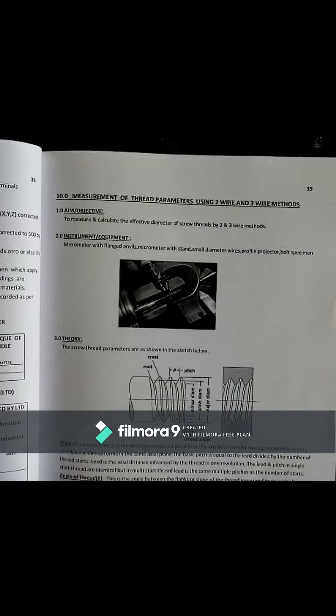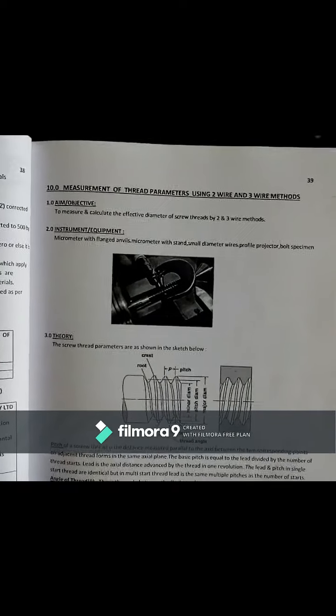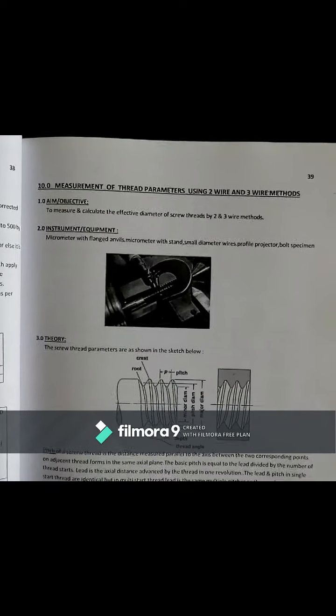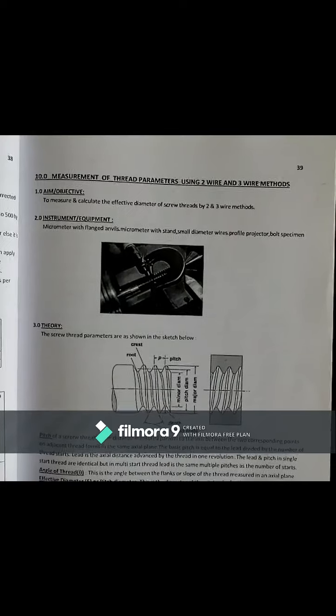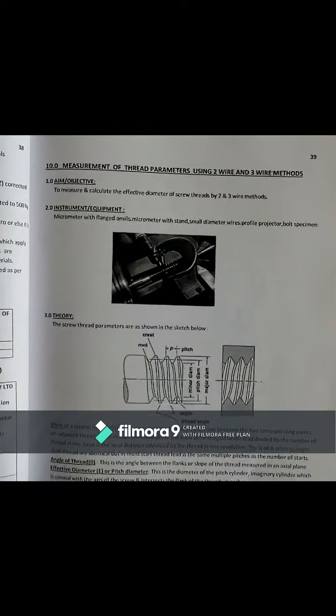Good morning, students. The next experiment is measurement of thread parameters using 2-wire and 3-wire methods. Aim of the experiment is to measure and calculate the effective diameter of screw thread by 2 and 3-wire methods.